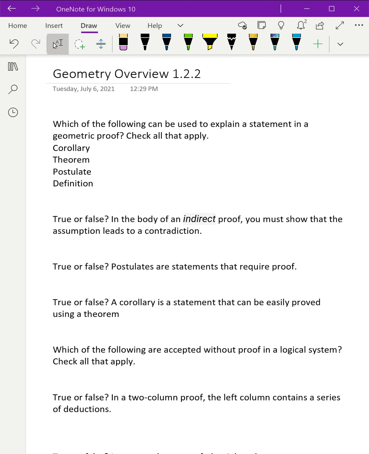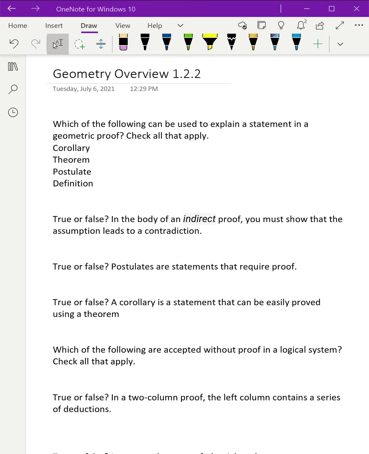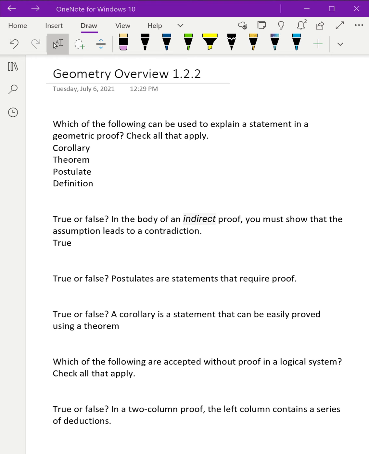In the body of an indirect proof, you must show the assumptions lead to the contradiction. Another way of talking about it is, an indirect proof is assuming the opposite of what you want to prove, and you arrive at that contradiction. So whatever assumption we make leads to a contradiction. That is what an indirect proof is trying to say. Okay.